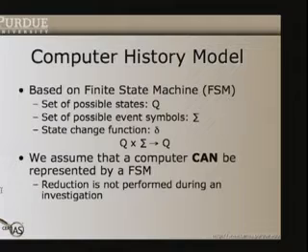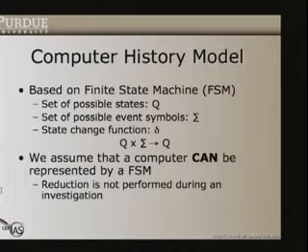We have a set of possible events, which are in our alphabet. And these basically denote which events are possible in the system, which are supported by the system. And there's a state change function which maps a given state and a given event to the resulting state from that event.